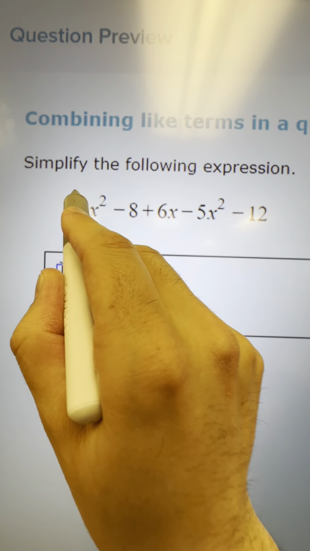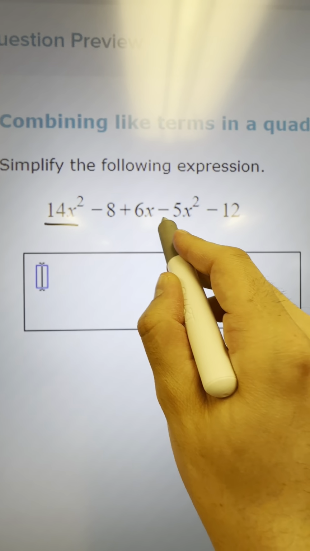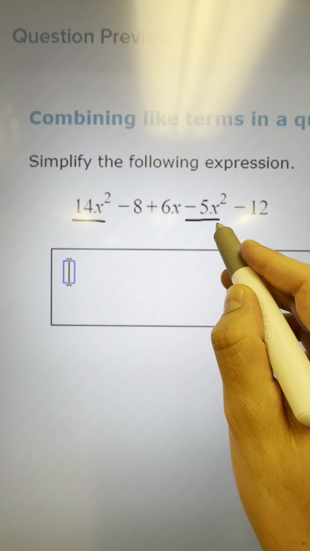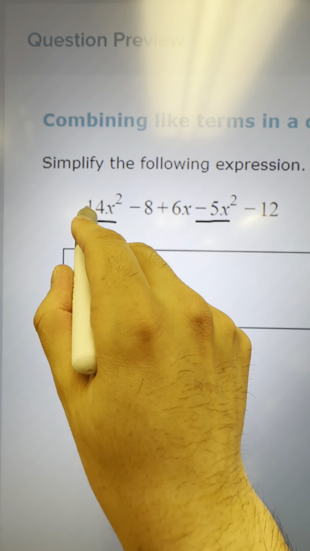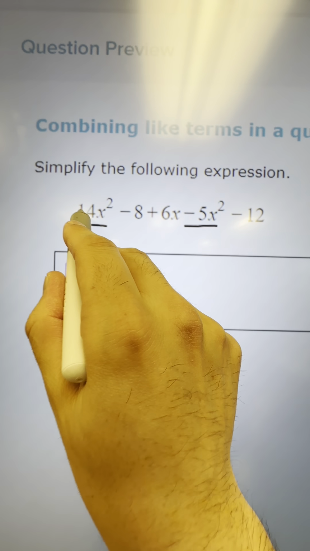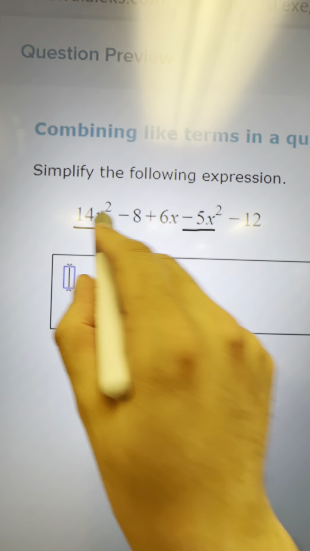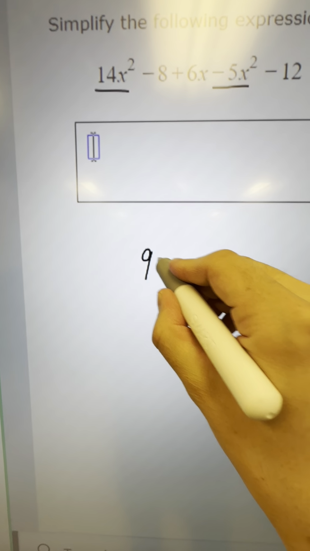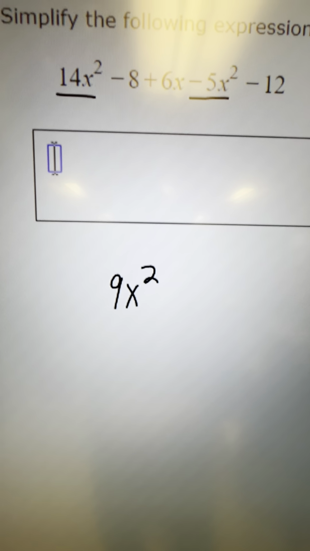Same variable, same exponent, which means that this and this are like terms. So that means I would have to combine these two, 14 minus 5. You only have to pay attention to the coefficients. 14 minus 5, I get 9. And I'll keep my variable, the x squared variable.